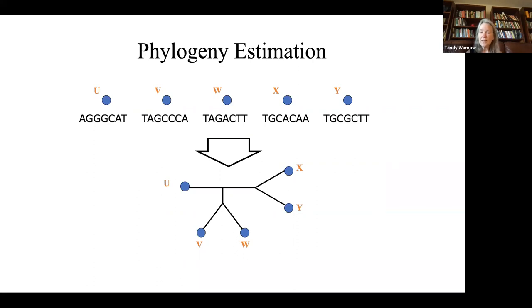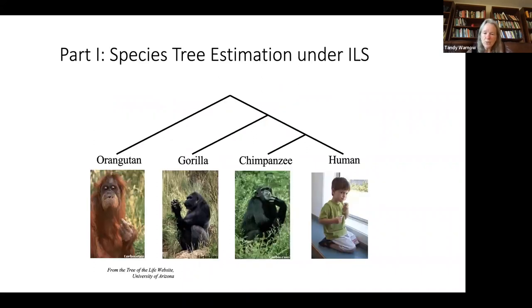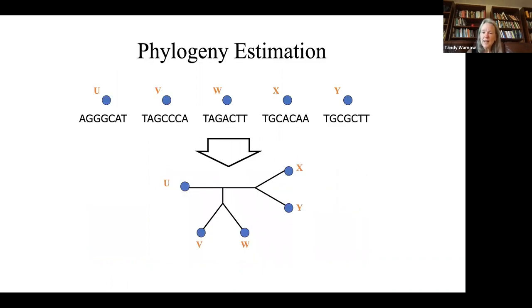When we look at accuracy in tree estimation, we're going to be looking at accuracy with respect to the unrooted tree only. So I wanted to remind you, we're talking about human, chimp, gorilla, and orangutan. There's only four species here. So there's only three unrooted trees to think about. And they are all just human, chimp versus gorilla, orangutan; human, gorilla versus chimp, orangutan; and human, orangutan versus gorilla and chimp. And again, we're estimating unrooted trees.